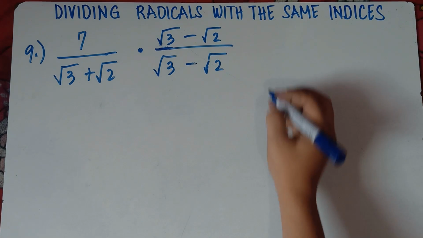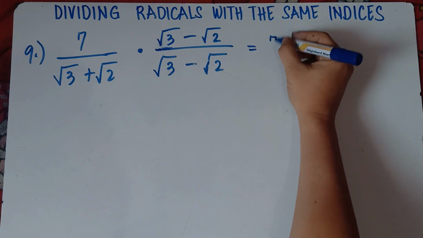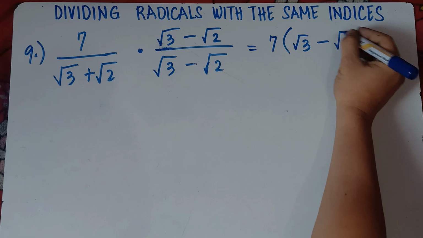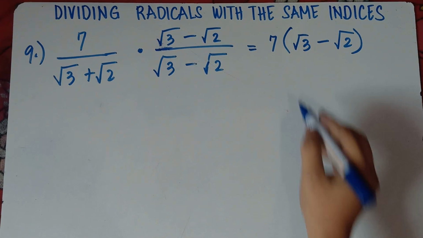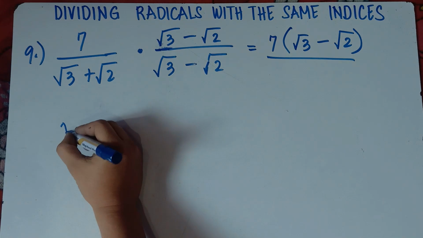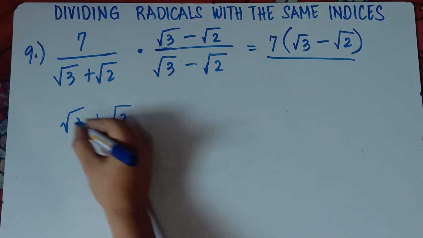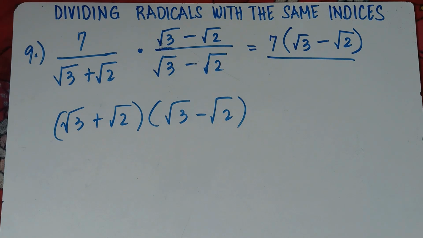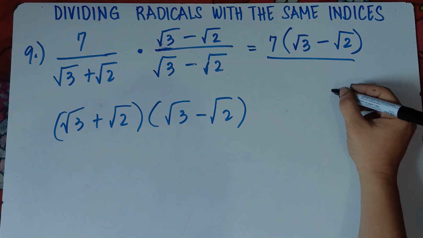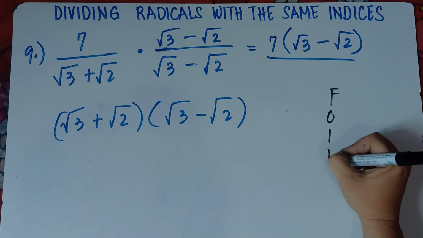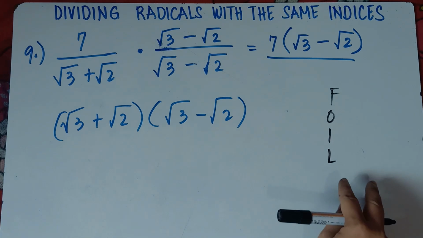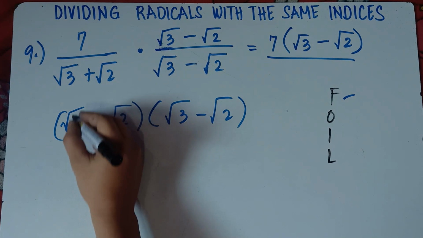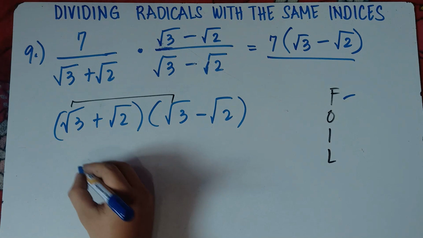Alright, so copy 7 multiplied by square root of 3 minus square root of 2, over square root of 3 plus square root of 2 multiplied by square root of 3 minus square root of 2. So we will be using, class, the FOIL method. Just remember, class, if you are multiplying binomials, you always use the FOIL method. So first, square root of 3 multiplied by square root of 3. So that would be square root of 9.